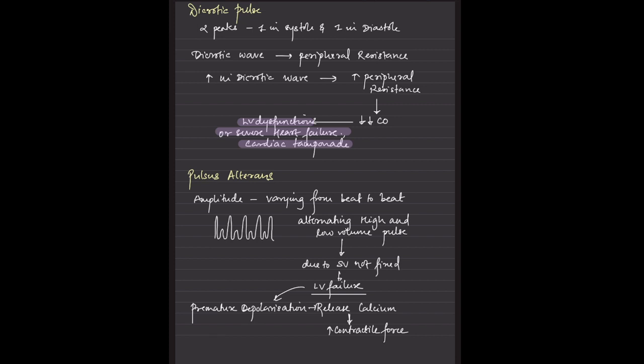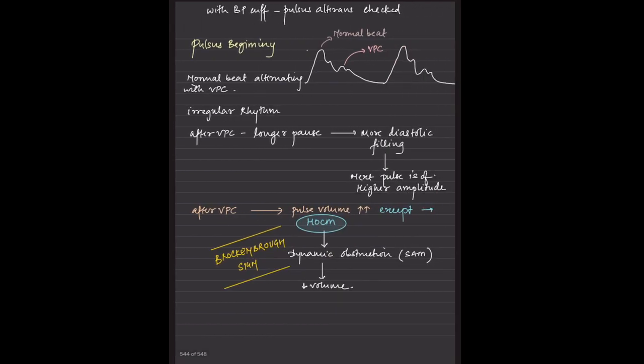This could be attributed to premature depolarization in the left ventricle failure, and that is causing release of calcium. So calcium will cause the increase in the contractile force. So this pulsus alternans is also checked with the BP cuff.